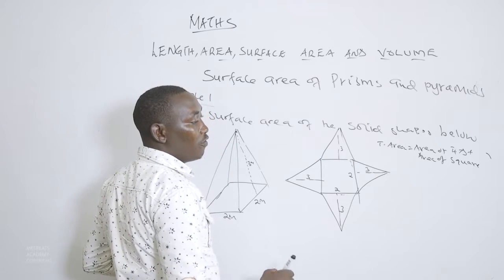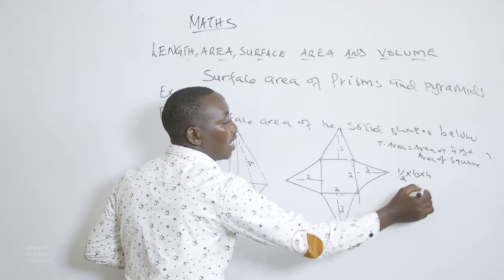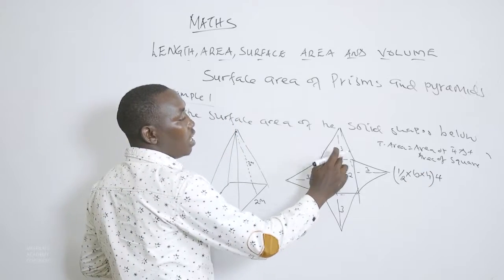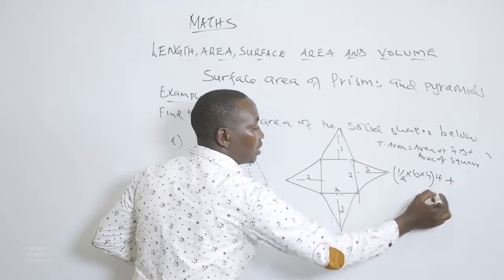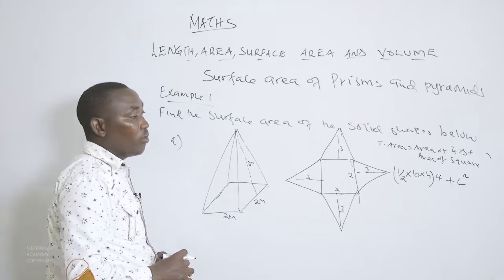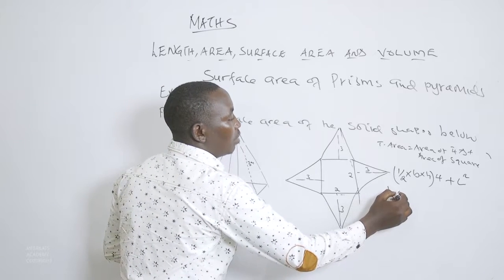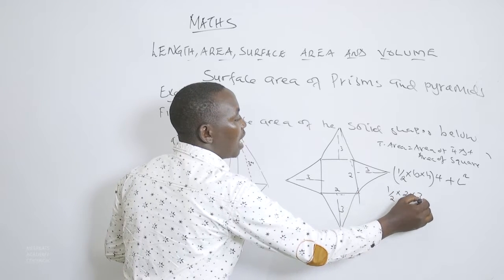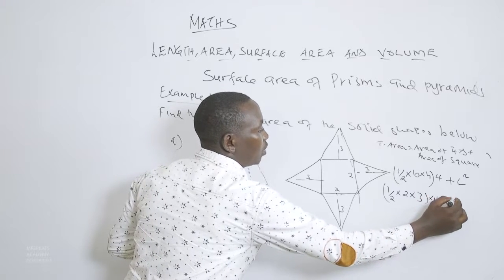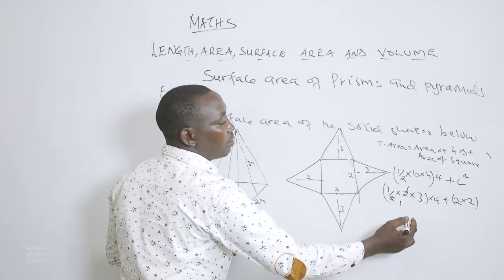Now for you to get the area of one triangle, you need a half multiplied by the base multiplied by the height. But in this case, we are going to have 4 of them because we have 1, 2, 3, 4, plus length squared, which is the area of that particular square in the middle. So this shall be a half multiplied by the base, which is 2, multiplied by the height, which is 3, all this multiplied by 4, plus 2 multiplied by 2. So this 2 will go with that, leaving us with 3.